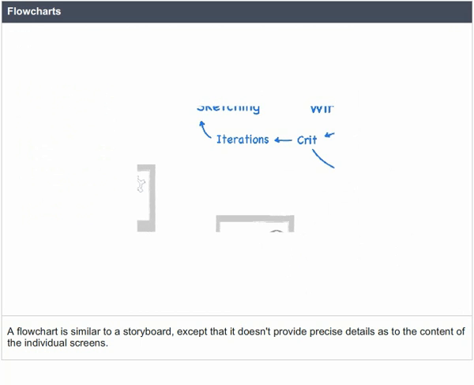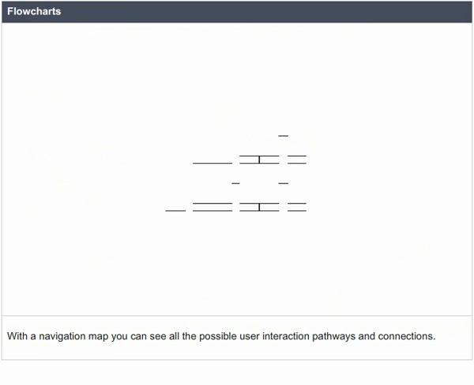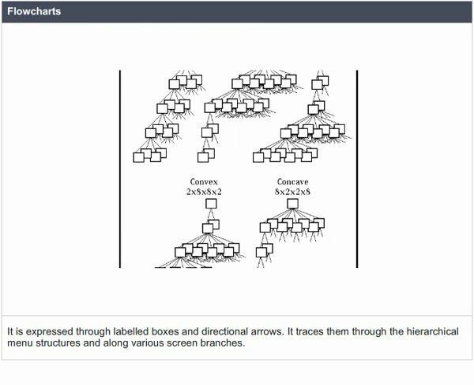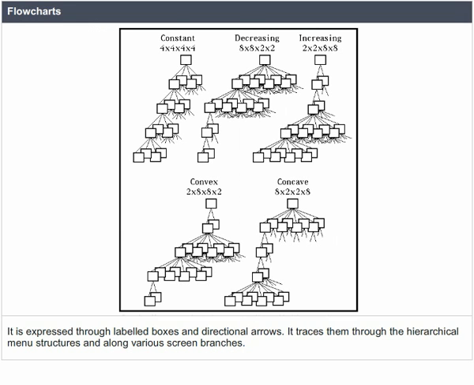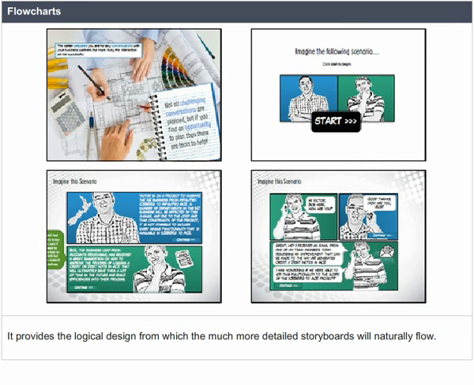A flowchart is similar to a storyboard, except that it doesn't provide precise details as to the content of the individual screens. With a navigation map, you can see all the possible user interaction pathways and connections. It is expressed through labeled boxes and directional arrows. It traces them through the hierarchical menu structures and along various screen branches. It provides the logical design from which the much more detailed storyboards will naturally flow.